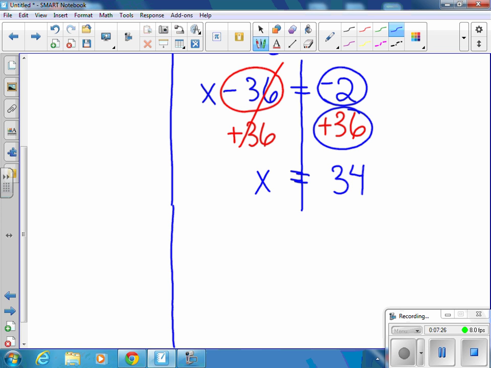I need to watch my sign. Is it going to be negative or is it going to be positive? Remember, we're taking the sign of the larger number, meaning the larger absolute value. In this case, 36 right here is positive. Not only is it the larger number, but it also has a larger absolute value. So this is a positive 34. So x is equal to positive 34.